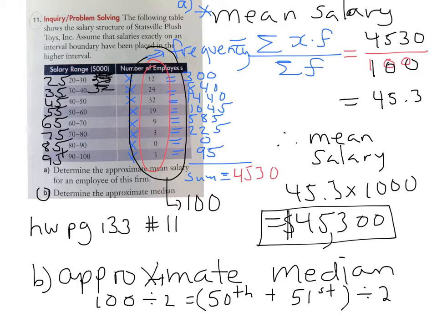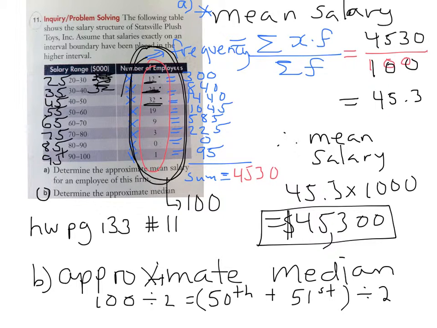So let's see which interval the 50th and the 51st number fall into. In order to find the 50th and the 51st, you can just run a running total of the frequency column. So you will just add up the numbers until you get to the 50th and the 51st. So if I add 12 and 24, I get 36. 36 plus 32 is 68. So there are 68 numbers that fall into the first three interval groups.